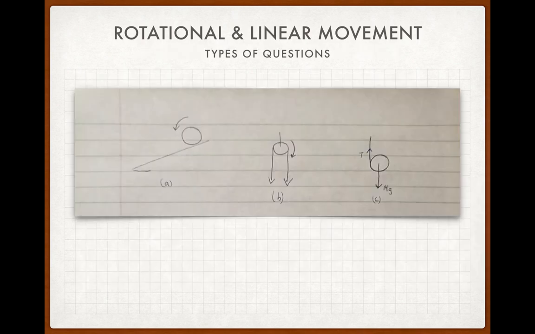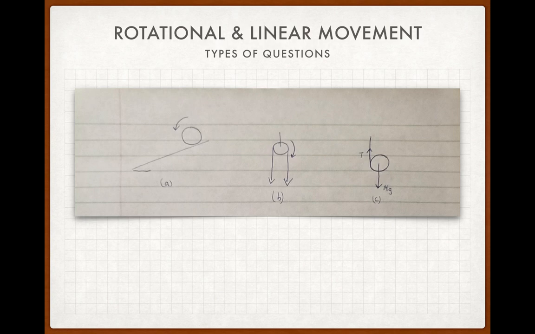Okay, so what types of questions are we looking at? Well, we're looking at the hoop or the disc rolling down a plane, that would be A. We're looking at pulleys, where the pulley has a moment of inertia, and if it rotates clockwise like that, the downwards force on the right would be greater than the downwards force on the left. In other words, the moment caused by the right hand tension is greater than the moment caused by the left hand tension.